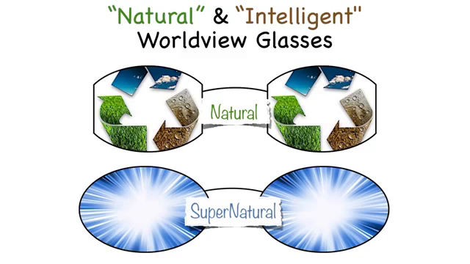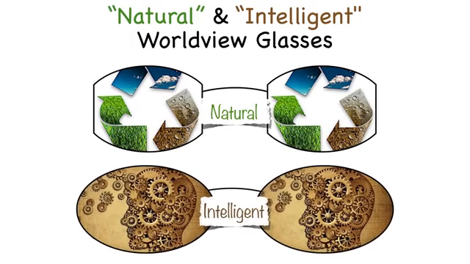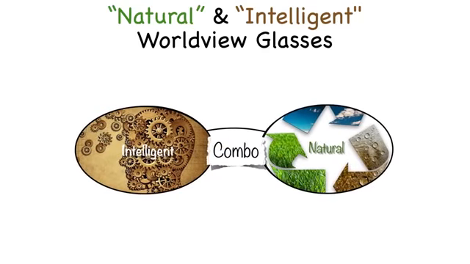Since we're talking about Darwinism and evolution here, let's change out the supernatural glasses for a new pair of intelligent glasses. Now we have two sets of glasses here that can detect both types of causes, intelligent and non-intelligent natural causes. Better yet, let's build another set of combination or combo glasses that will give us the best of both worlds. When a person views the world and the things going on around them with only one set of glasses, they're not getting the whole story. They're just getting half the picture.